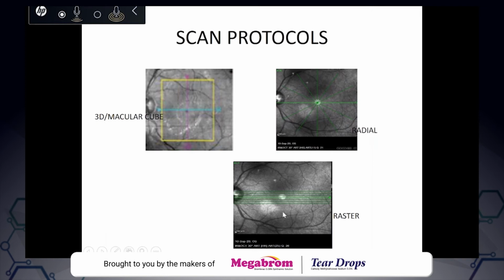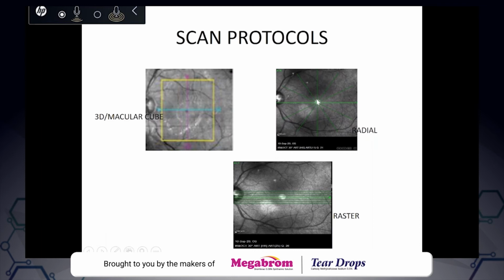But another very useful one is the raster. 6 or 7 line raster, or even up to 24 or 28 lines, are now available in various machines. These are all line scans going through the fovea, or the area of interest. Suppose the lesion is here, you can bring the scan here, to any of these places. So this is the raster scan. Another commonly used one is the radial scan. Here you have 6 to 12 lines or even more, which radiate from a common axis.